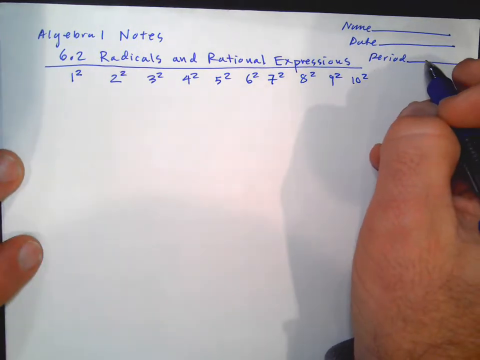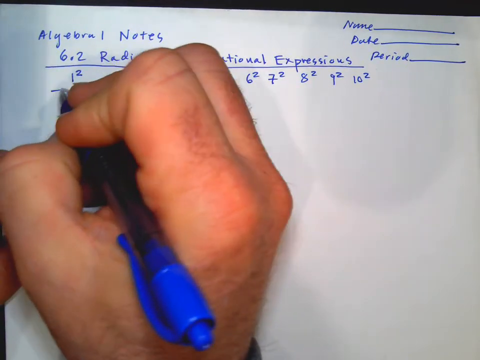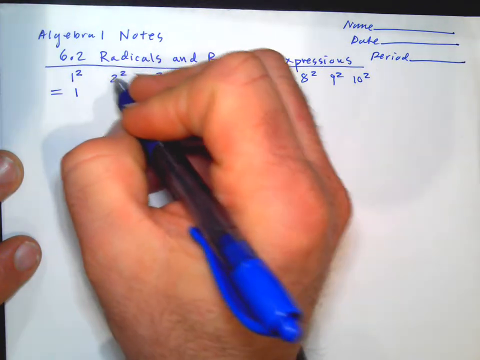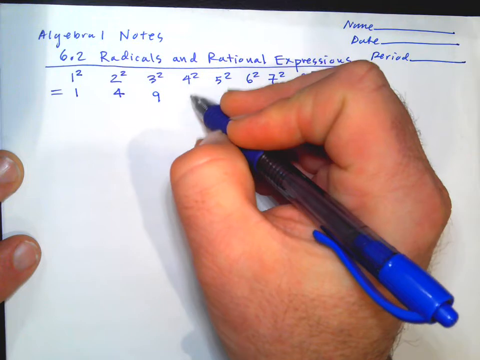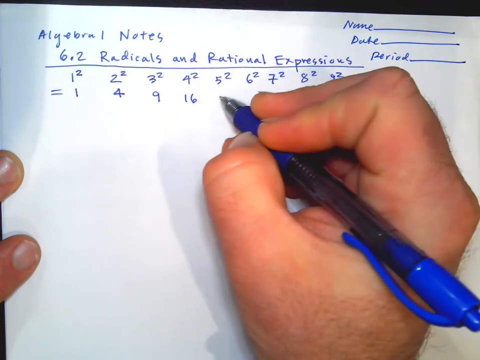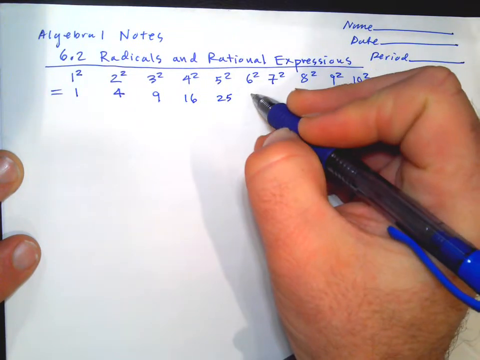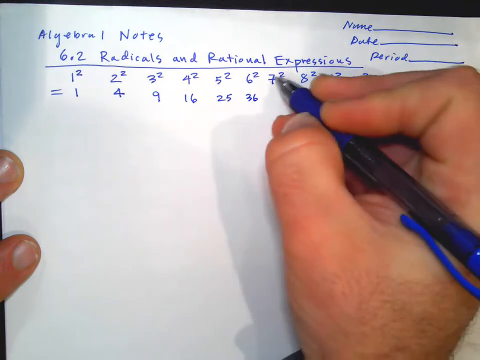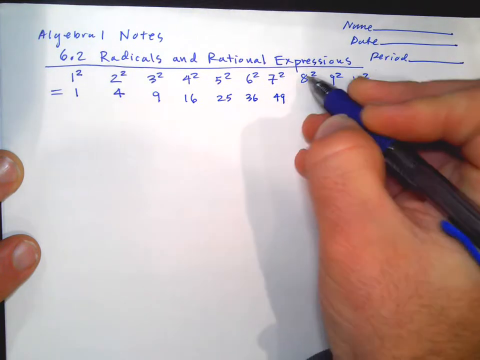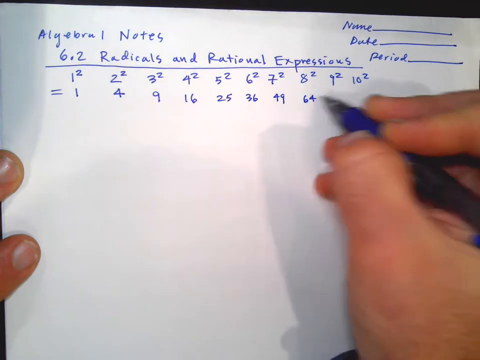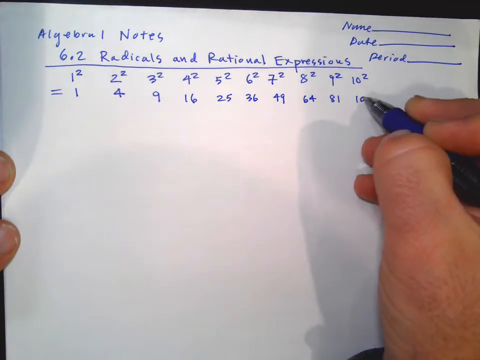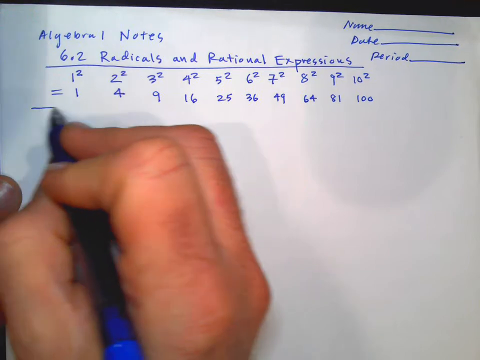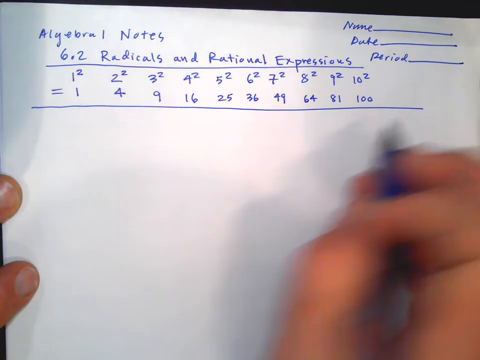and let's see, 1 squared is 1, 2 squared is 4, 2 times 2, 3 times 3 is 9, 4 times 4 is 16, 5 times 5 is 25, 6 times 6 is 36, 7 times 7 is 49, 8 times 8 is 64, 9 times 9 is 81, 10 times 10 is 100. You really should probably know those. You should probably be able to get those.